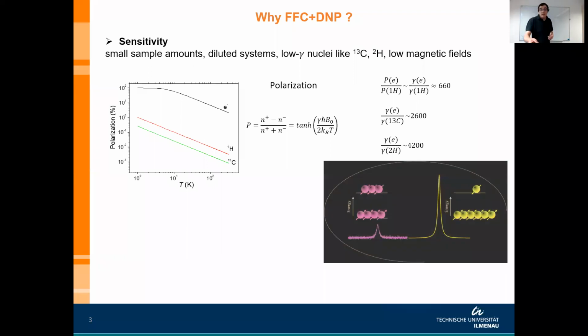For example, we see here a classical plot where we have the thermal polarization on the left, and then you have the Boltzmann population here, and basically the polarization is related with the difference in the population of the energy levels. That is, on the right side you see much more difference, and then you get not only signal intensity, but you get a very much better signal to noise ratio.